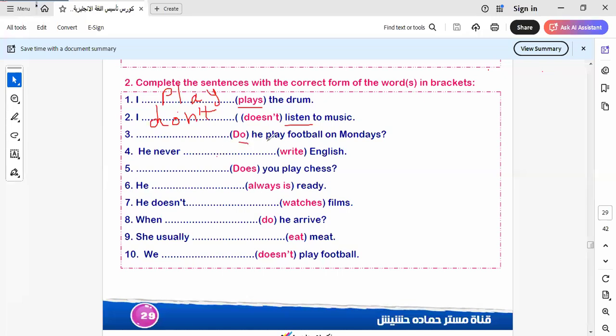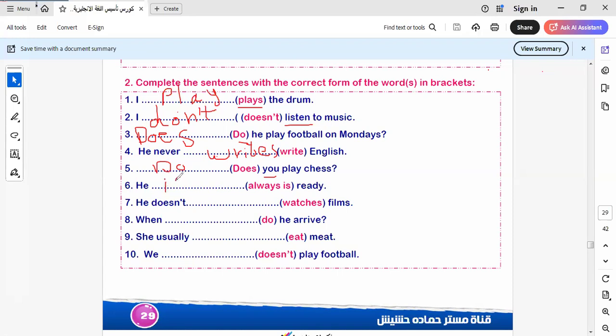Here is do, play: he plays football on Mondays. I replace do by what? By does here. I replace do by does. He never writes. Here is you, so I replace does by do here. Here is always, so the answer will be he's always ready.